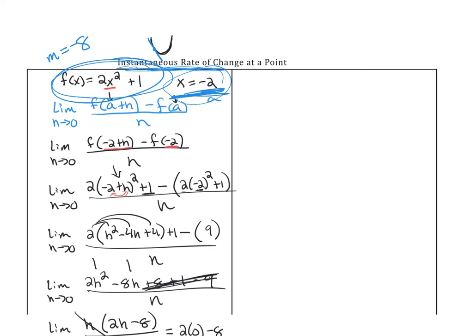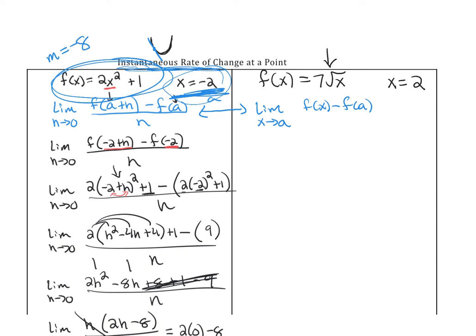Okay, I'm going to do another problem, and I'm going to show you another setup. So f of x, here's the function, equals 7 square root of x. We want to find the instantaneous rate of change. We want to find the slope of this function at x equals 2. So now look at these two formulas. So another way to write this, I can do the limit as x approaches a of f of x minus f of a over x minus a.